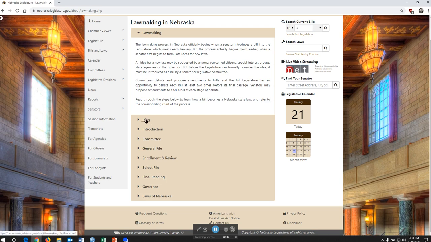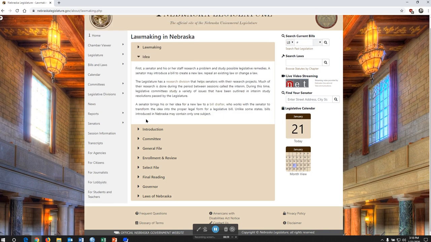So idea, I click on idea. First, a senator and his or her staff research a problem and study possible legislative remedies. A senator may introduce a bill to create a new law, repeal an existing law, or change a law. The legislature has a research division that helps senators with their research project. So that sounds a lot like agenda setting, right? There's something of interest that this senator feels should be on the legislative agenda, and so is going to propose a bill to put it on the agenda. So that's the idea phase.